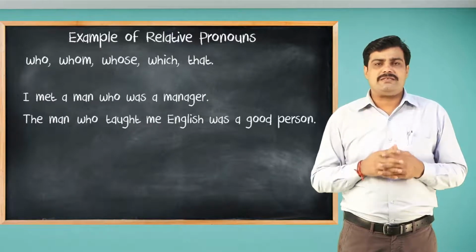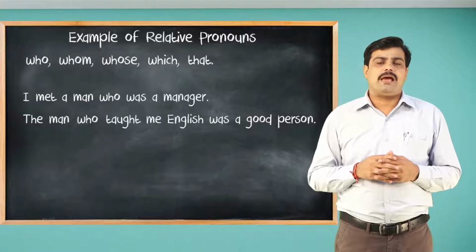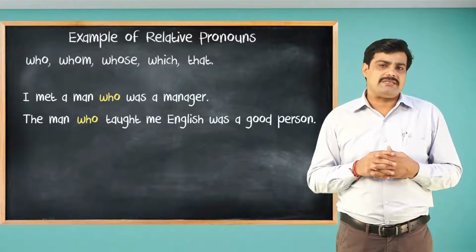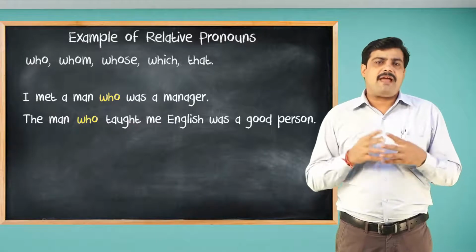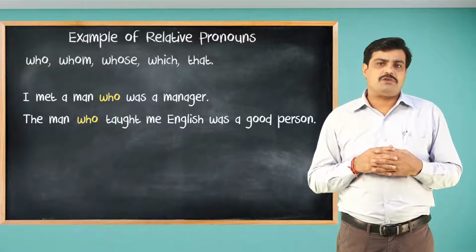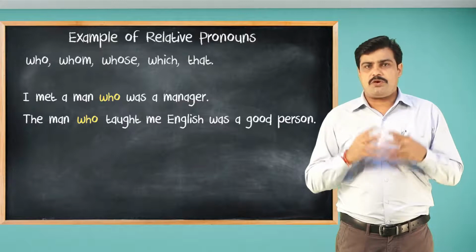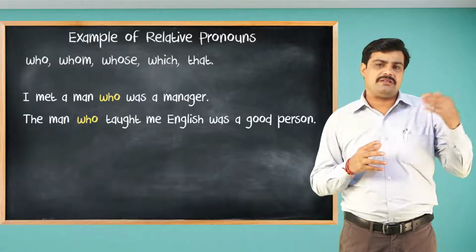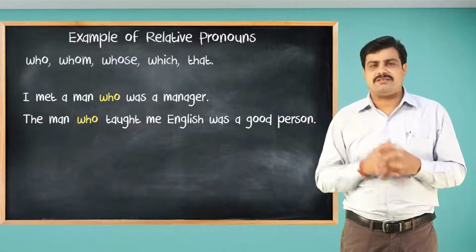Now these two sentences are combined with the help of who. Who is relating the two sentences. The man who taught me English was a good person. So here the word who is making a relation between the first sentence and the second sentence.